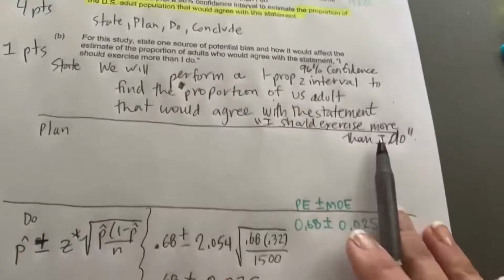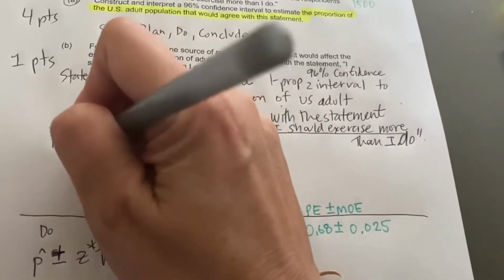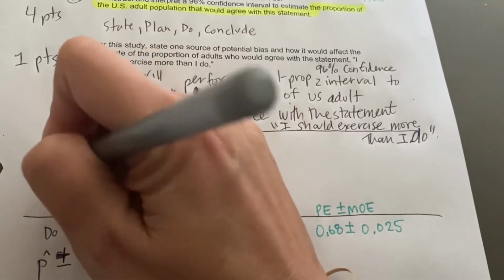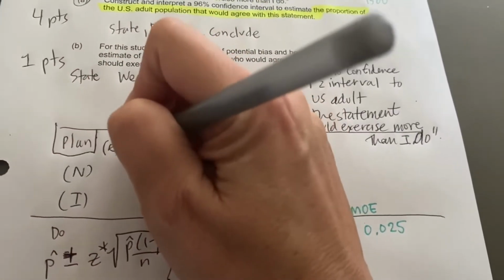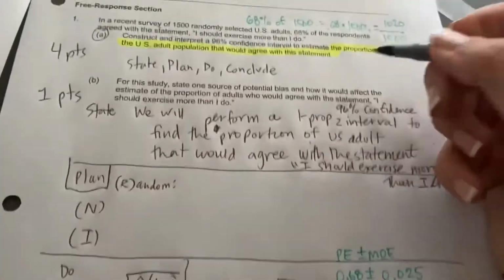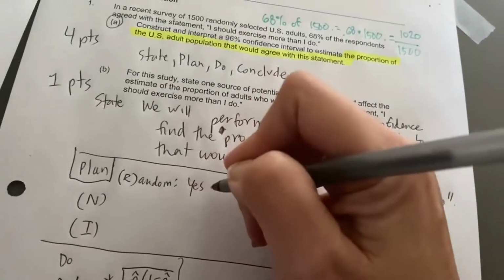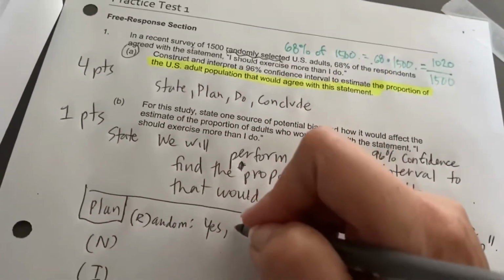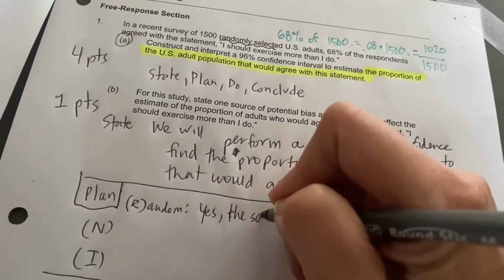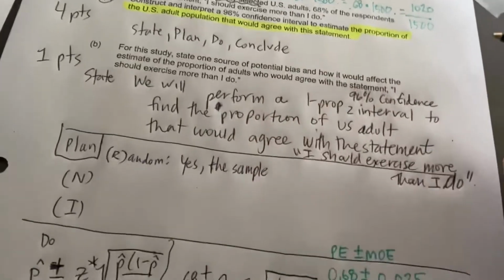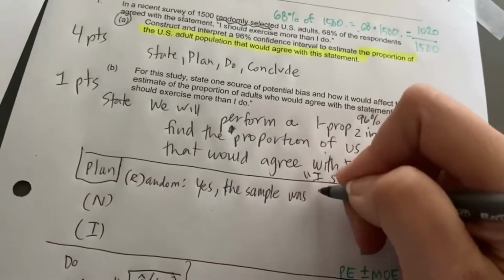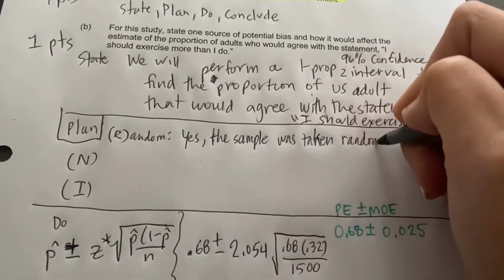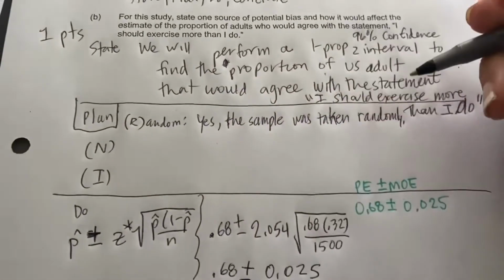Okay, so we're pretty much set for all these, but we have to write them out to get our points. So R, N, I. R stands for random. So we're going to say yes. It says right there, the sample was taken randomly. Okay, we're okay with that one.